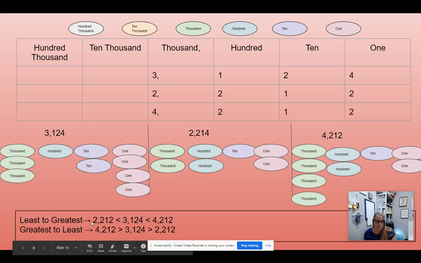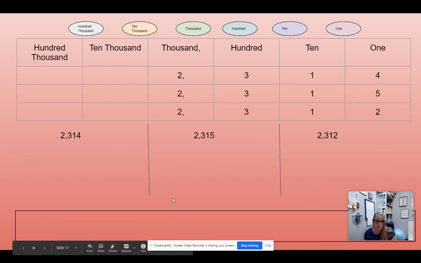So you're able to see 2,212 is less than 3,124, which is less than 4,212. And if I wanted to go greatest to least, I would say that 4,212 is greater than 3,124, which is greater than 2,212.